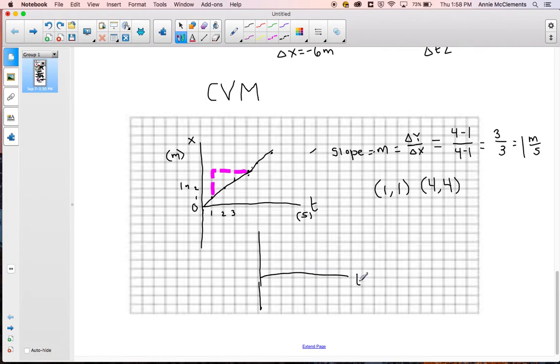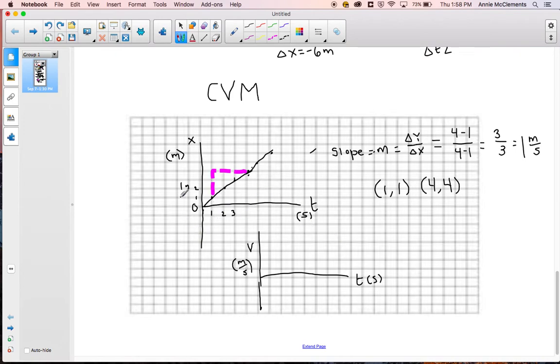So this will be time here. And instead of position, I'm going to put velocity over here. So now our units are going to be meters per second on this vertical axis, and we're still going to have seconds on our horizontal axis. As you look at this position versus time graph, now we're looking up here.